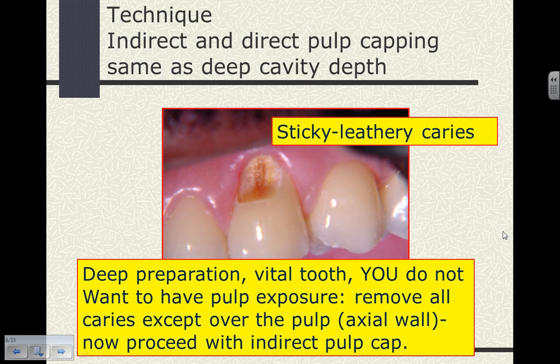So we're removing the carious tissue. In the central area, this caries is sticky and leathery. We're not going to poke into it to see if the pulp is there, because if we expose the pulp, then we're going to have to proceed differently. We remove all the caries except that which is over the pulp in the axial wall. We can now proceed with our indirect pulp cap.